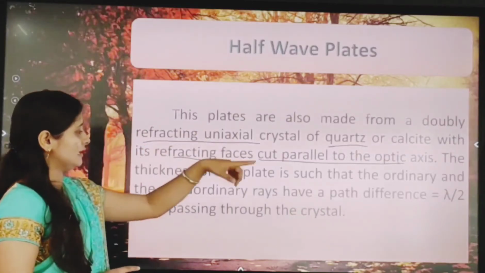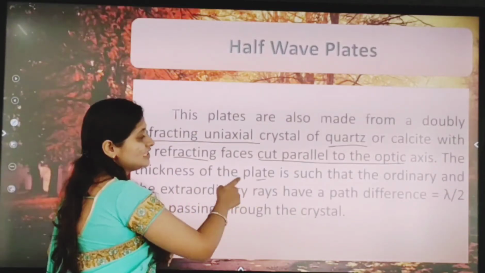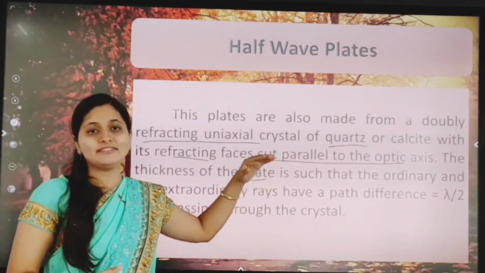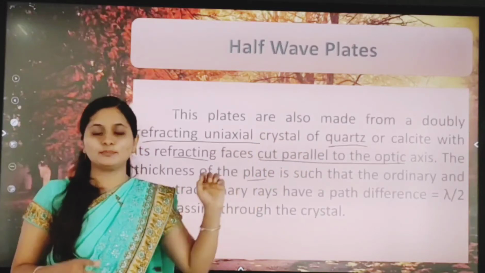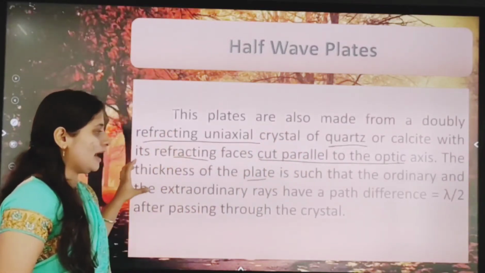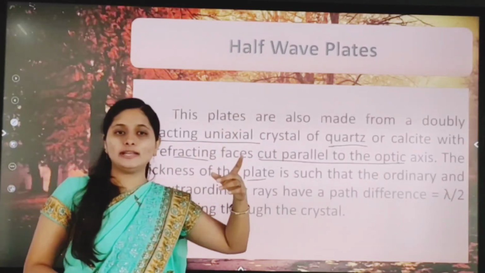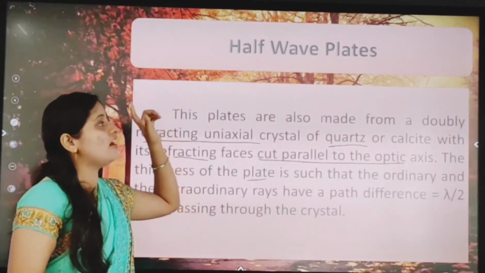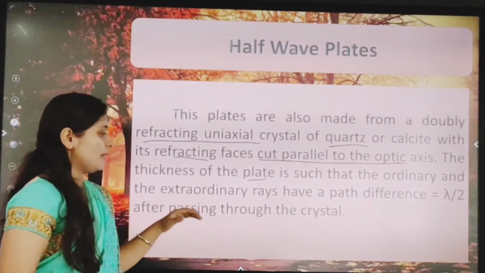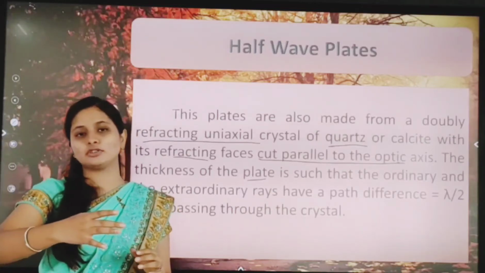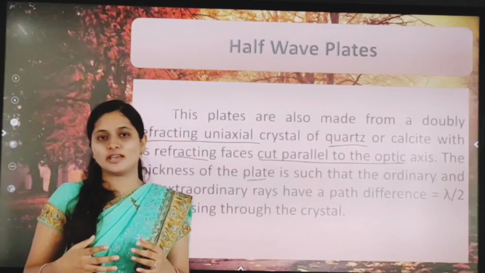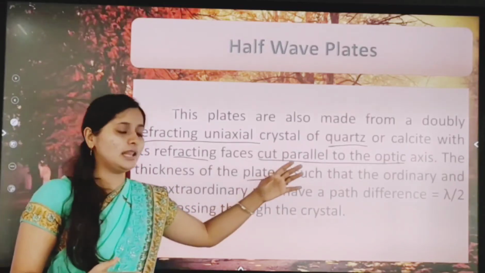Again, the thickness of the plate is such that the ordinary and the extraordinary ray have a path difference equal to lambda by 2. Here half is nothing but 1 by 2. So the path difference we get between the ordinary ray and extraordinary ray in a half wave plate, after passing through the crystal, is lambda by 2. We get two rays, and the path difference between them is nothing but lambda by 2.